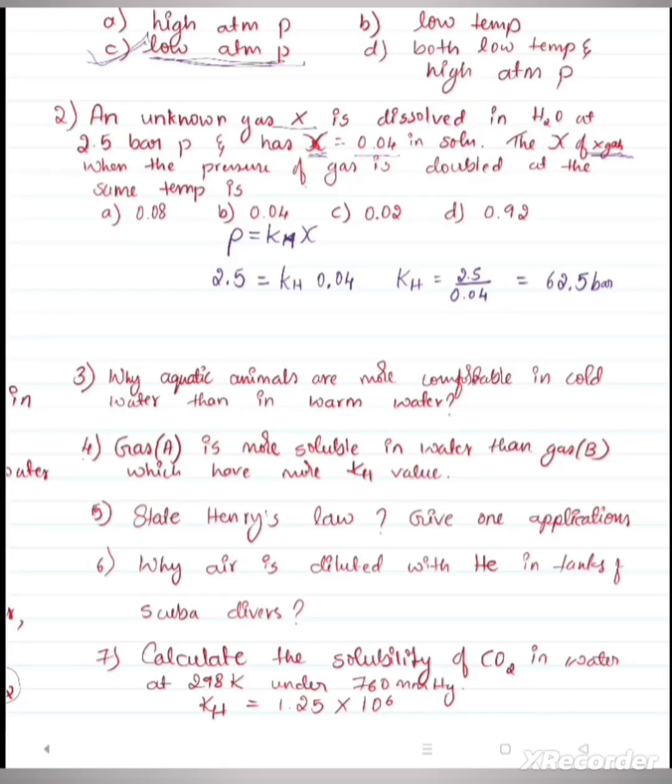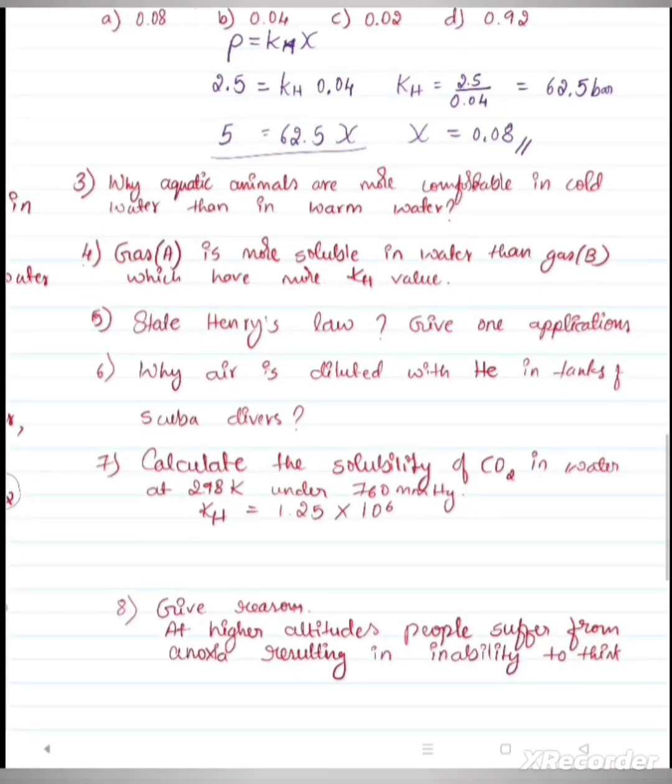Then they are asking, for the same gas X, if the pressure is doubled, what is the mole fraction? Pressure doubled means the first pressure 2.5 becomes 5. We got the KH value, that is 62.5. Then we find the mole fraction. Easily we can find it. If you substitute, the mole fraction you will get is 0.08. Understood? Like this you should find it out.